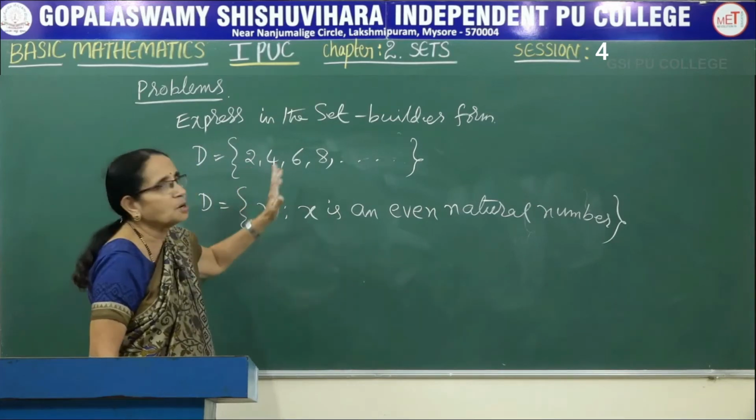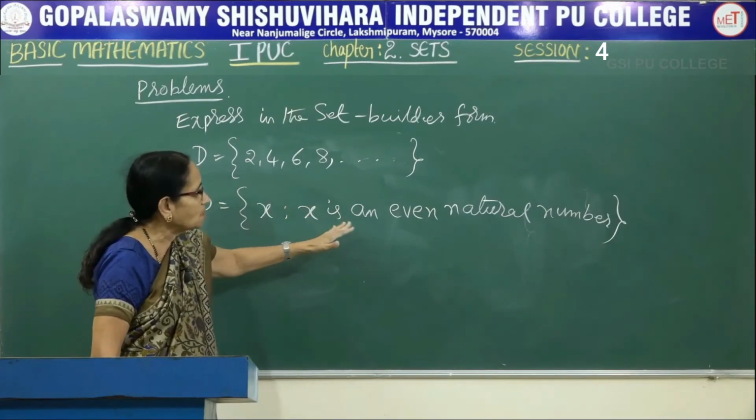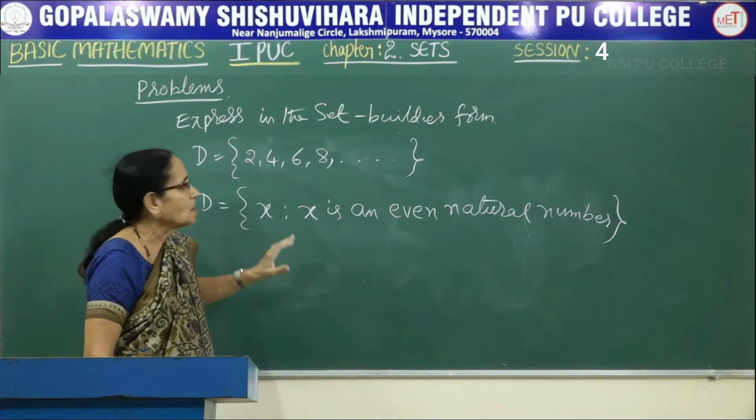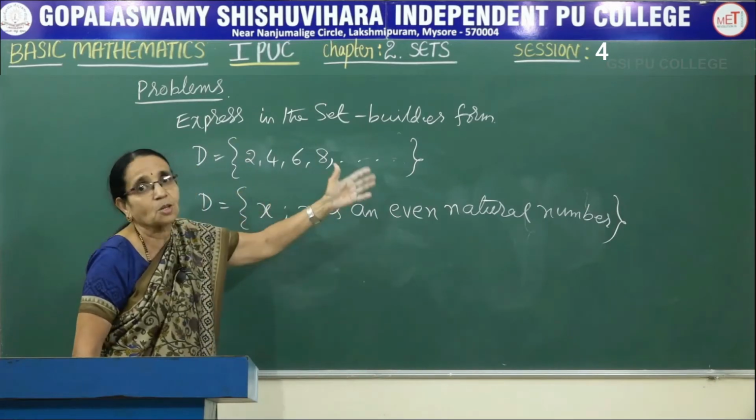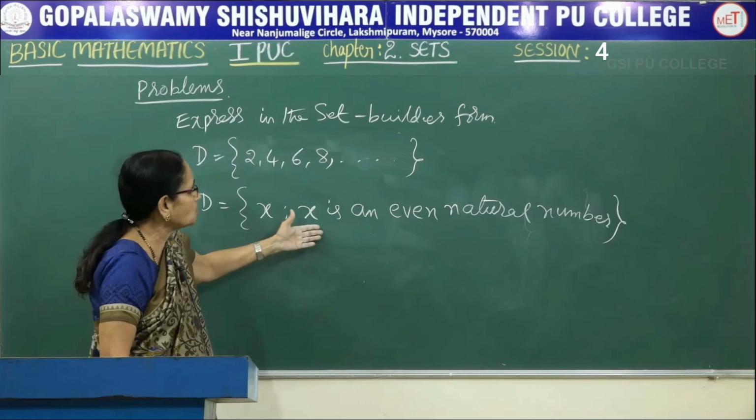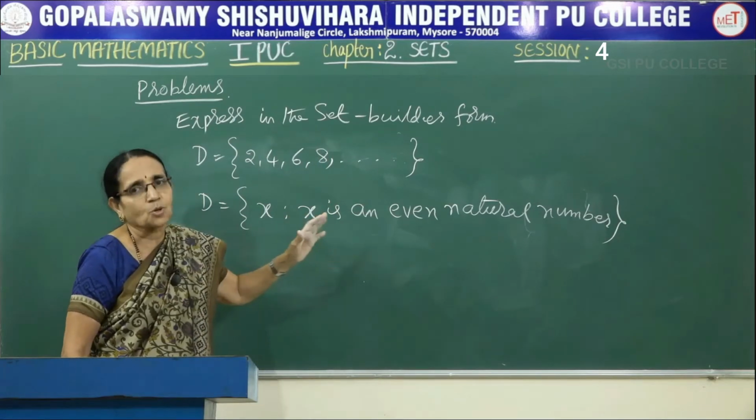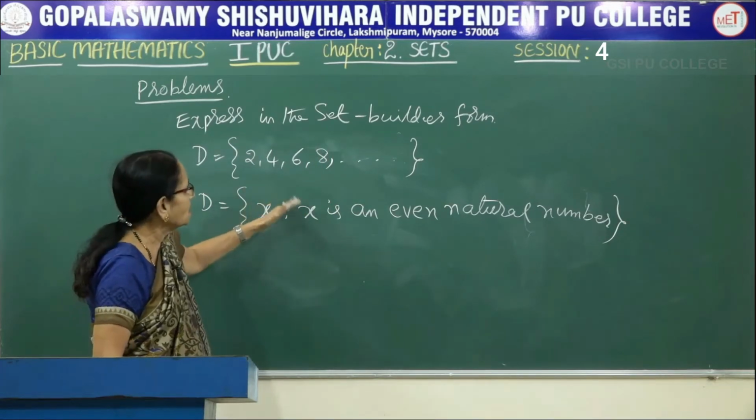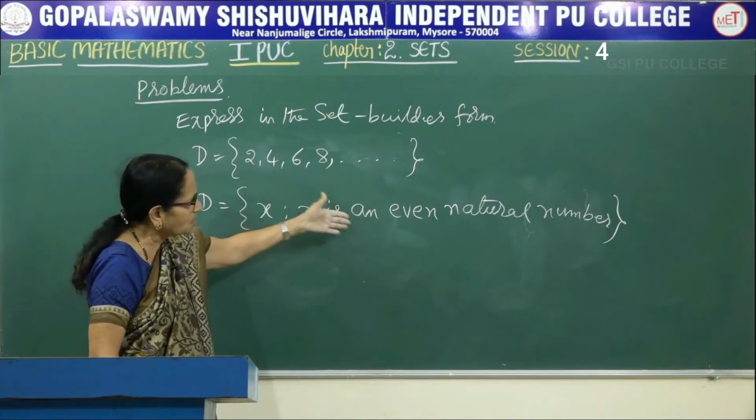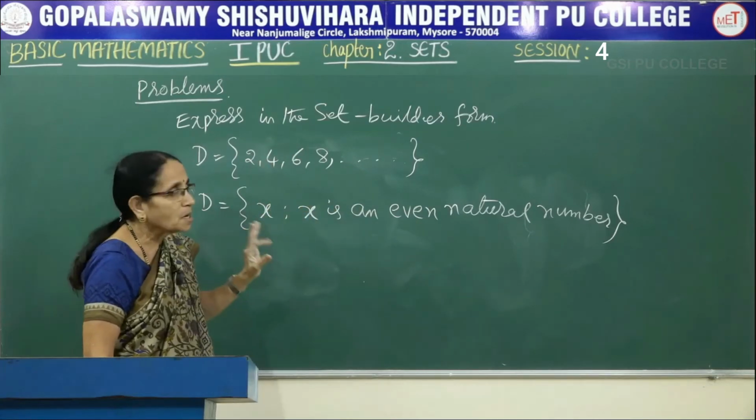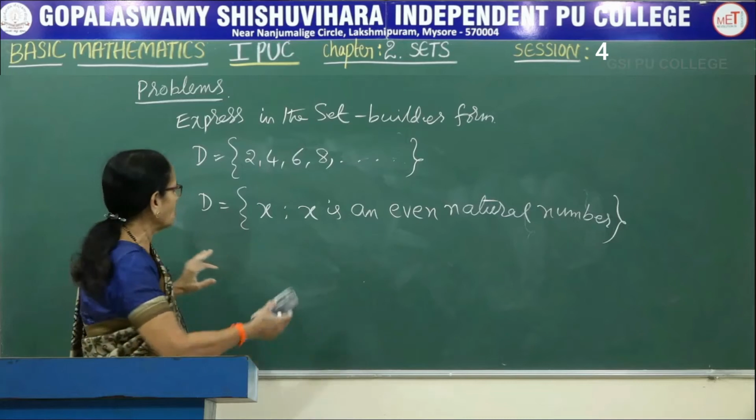Suppose I had given 135. What should you have written? X is an odd natural number. Suppose I had given 1, 2, 3, 4 continuously, consecutive numbers, then you should be writing x is a natural number. So here, just write a sentence: x is an even natural number.